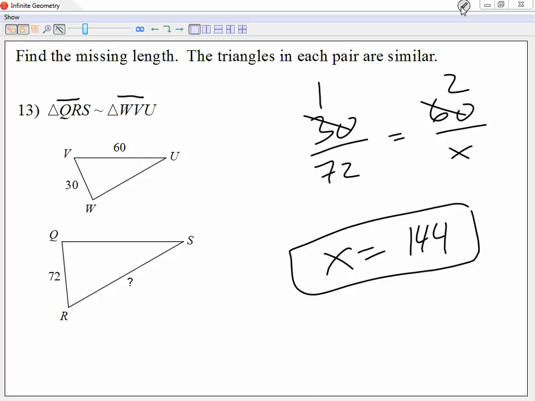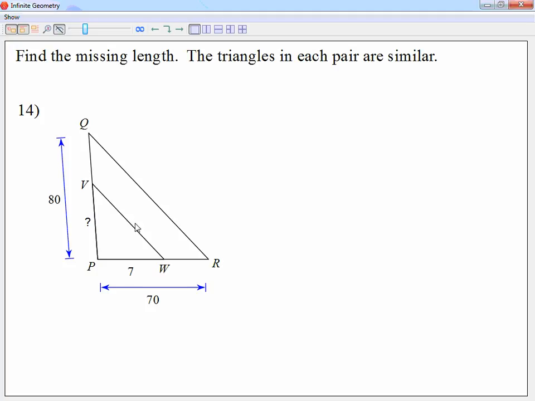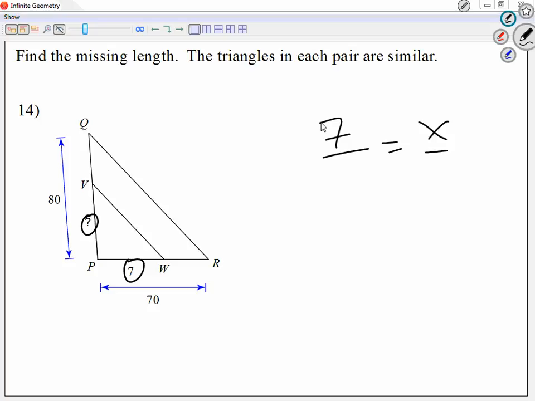Any questions up until 16? 14. Okay. Looking at 14, the small triangle, the measurements are x and 7. Can we tell which one's smaller? 7. Okay, so 7, I'm going to write it before x.